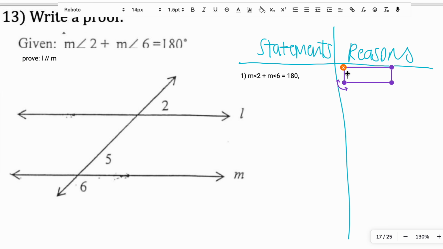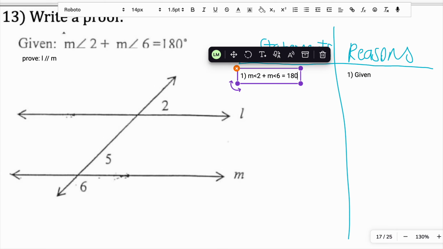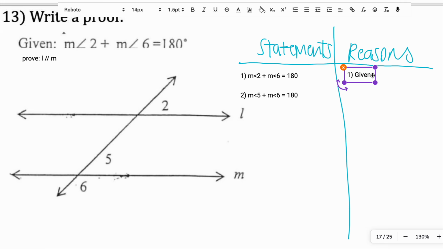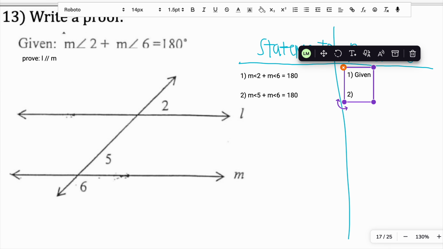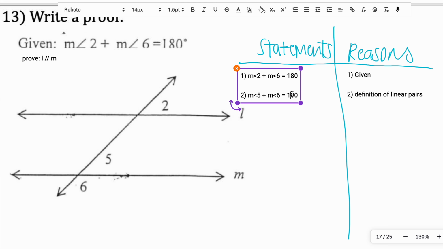Okay, so statement 1 is my given. Coming back over here to statement number 2. Because I know angle 2 and angle 6 are equal to 180, then maybe I focus on what else is right next to 6. So I can say maybe the measure of angle 5 plus the measure of angle 6 is equal to 180. And that reasoning could be a few things. I'm going to say definition of linear pairs, but you could have also said supplementary angles. Okay.